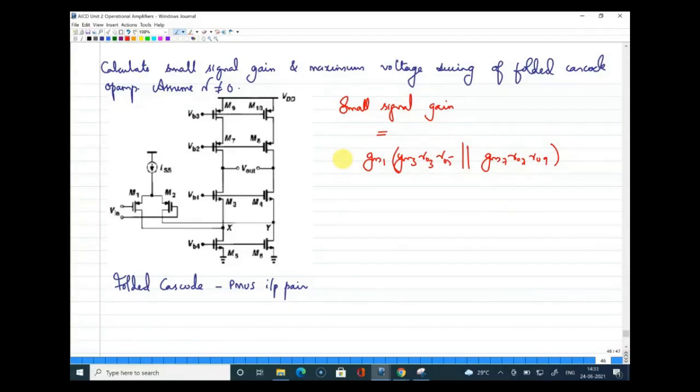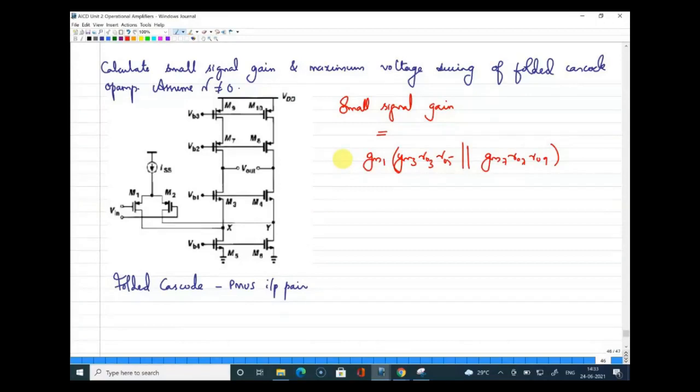Okay, thank you, Abhishek. Any other answers? Atmik? Sir, gm3 ro3 into ro5 parallel to ro1. Very good, for the downside. Then the upper half? That is upper half correct, sir. All right. Thank you, Atmik.